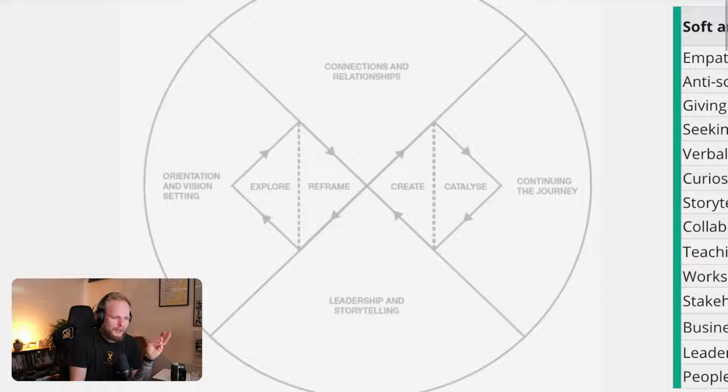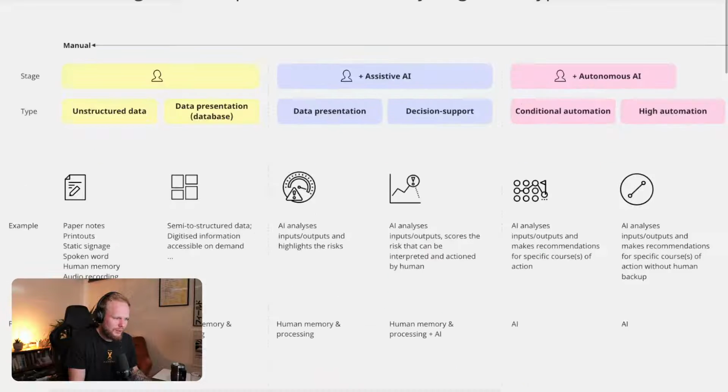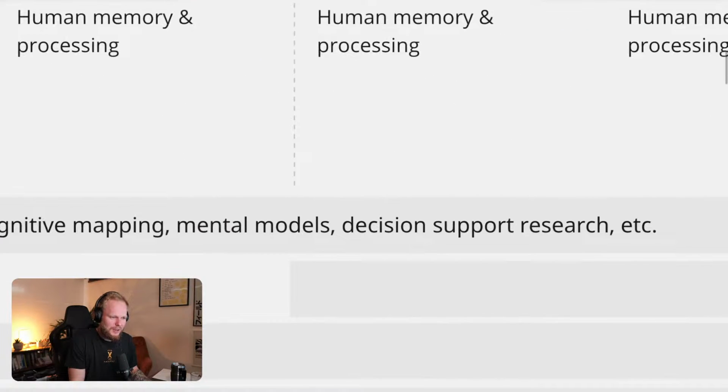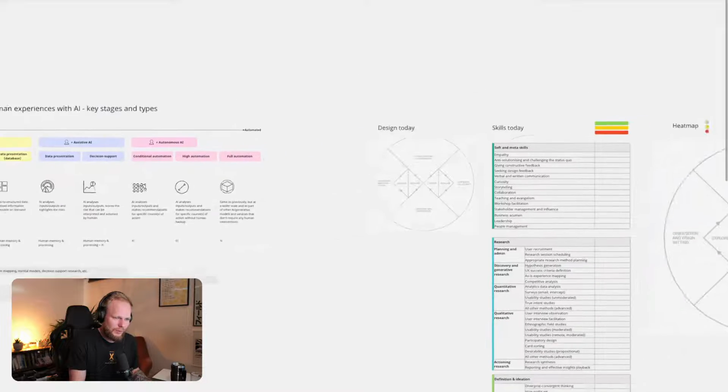Those leadership and storytelling, continuing the journey and realizing when to continue, when to reconverge, connections and relationships building with other human counterparts, orientation, vision setting is way too hard to even map out from those decision support mechanisms. And let's say if we would cognitive map or mental model map those things, we're just going to spend years until we arrive at something which works for everyone.